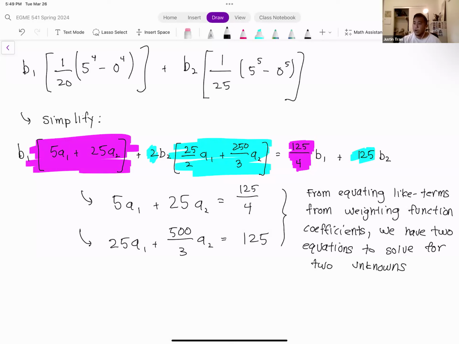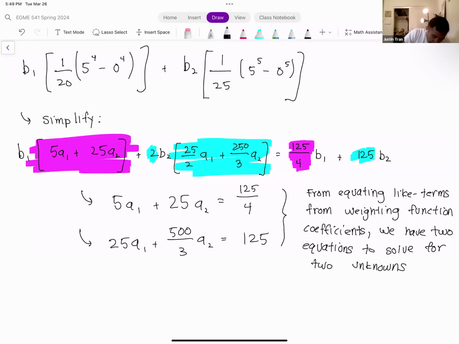And that's kind of where it gets the name weighting function, because what we usually use it for is to use those coefficients as weights to form our different equations here. All right, so that's the purpose of the weighting functions, because now that we have the B1, B2 terms, we have two equations that we can solve for A1, A2.